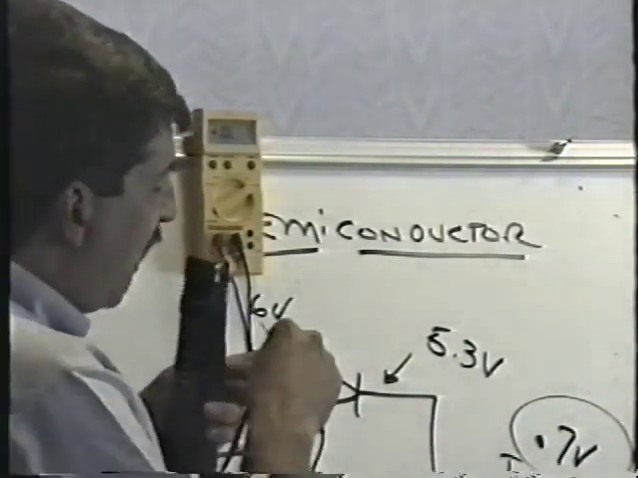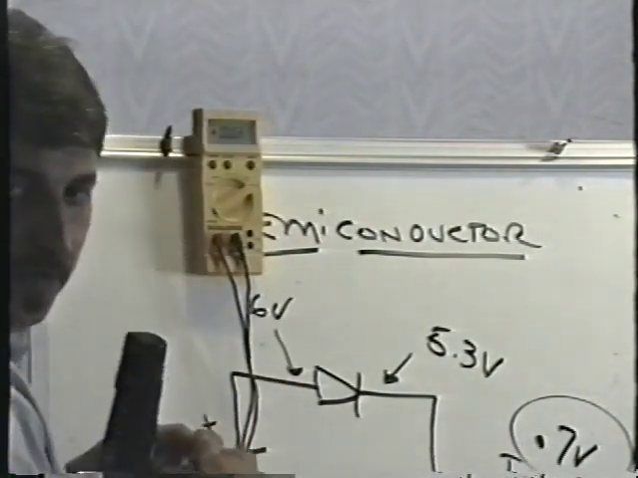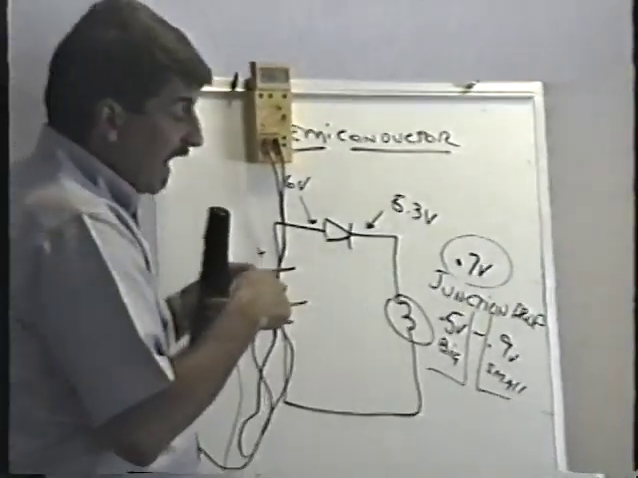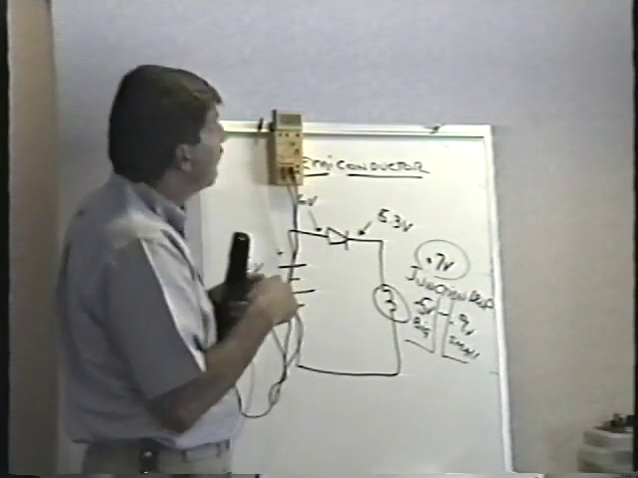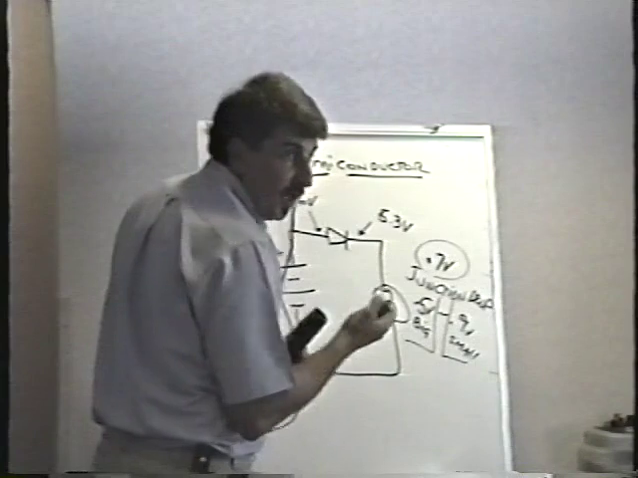999 times out of 1000, when a diode goes bad, it is dead short. That's why it's so easy to find these things in circuit even. When a diode goes bad, even if it's in circuit, it's usually no question about it. It is dead short. And of course it's shorted both directions.